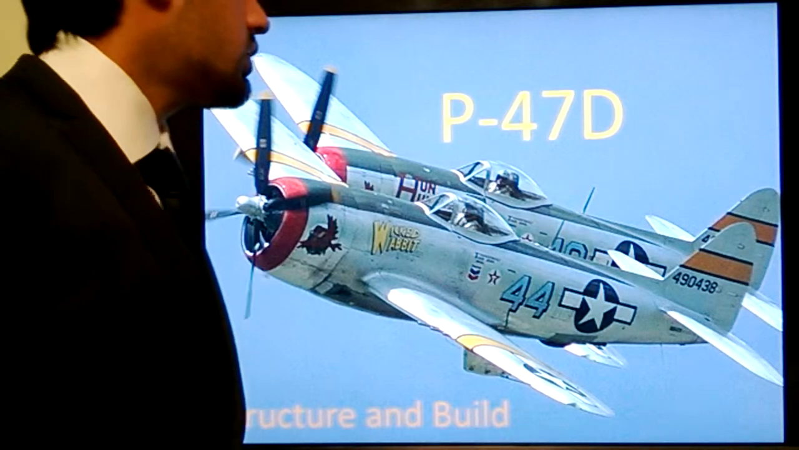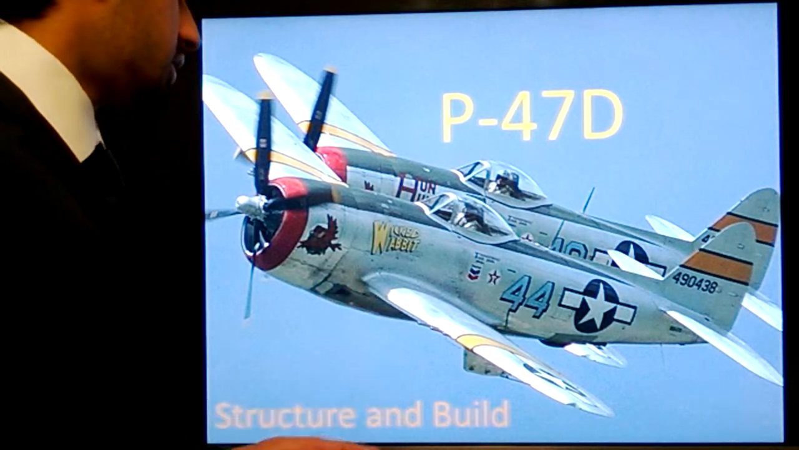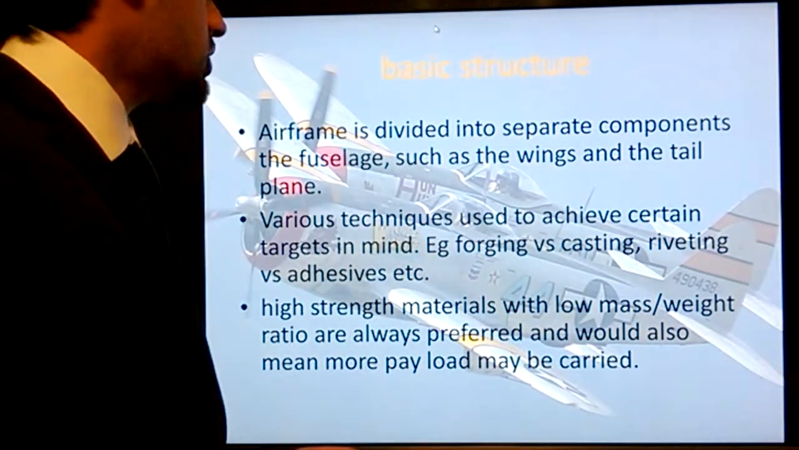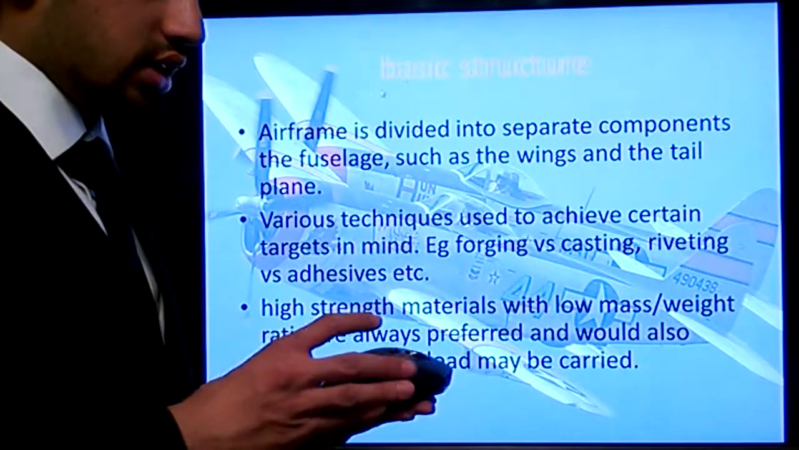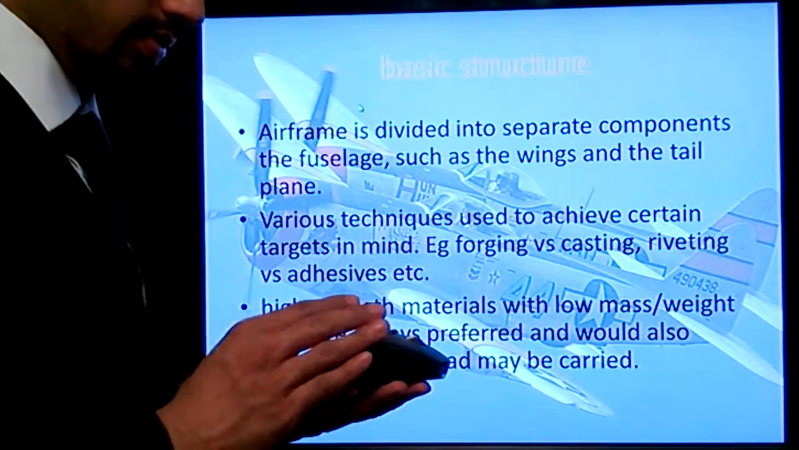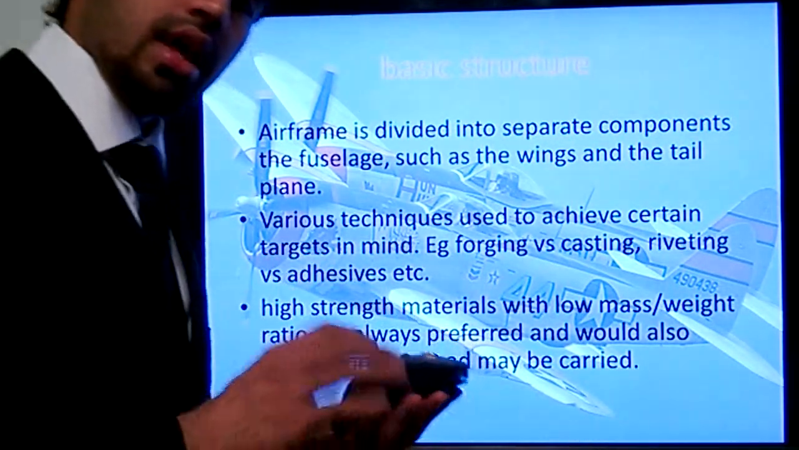Hello and welcome to the structure part of the P47D presentation. Basic structure. The airframe is divided into separate components. The central component is the fuselage, the wings are attached to it, and then the tailplane.